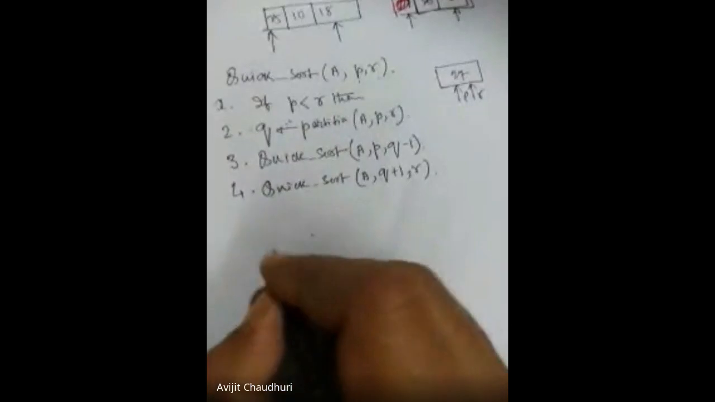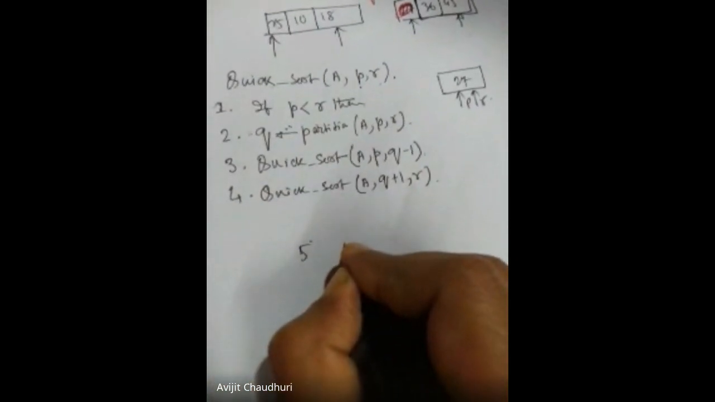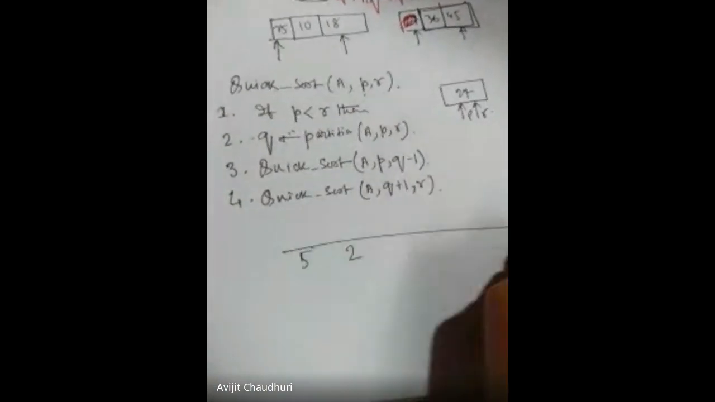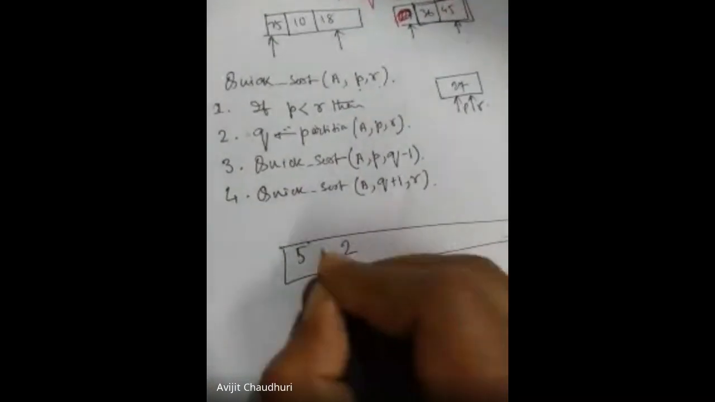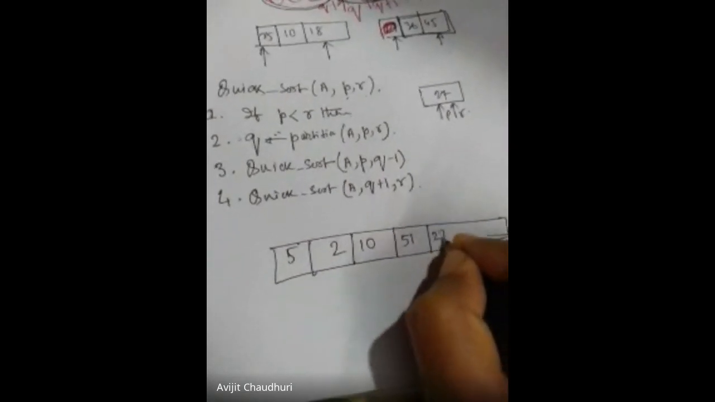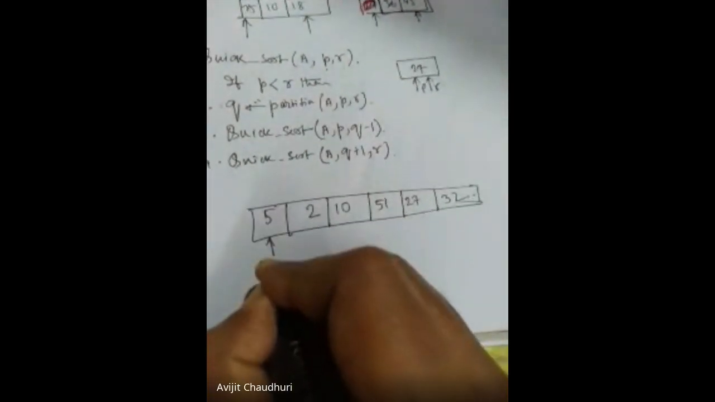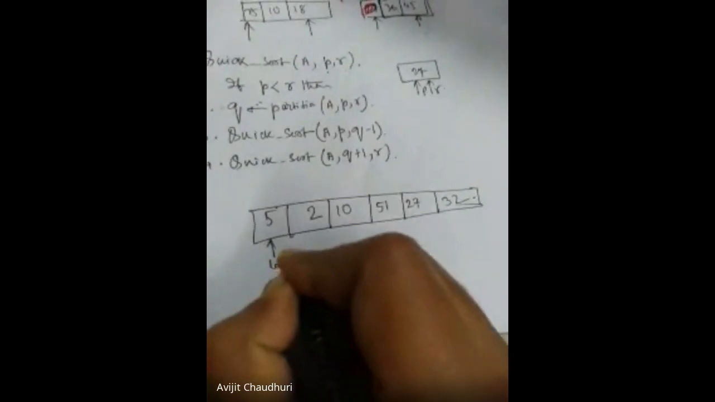Sir, could you give another example? Any elements we take, suppose 5, 2, 10, 51, 27, 32, arbitrarily. The pointer is over here, left and this is right.